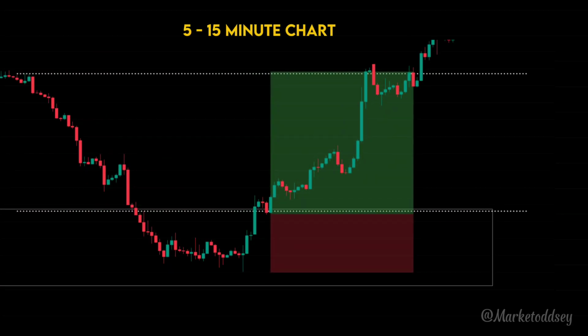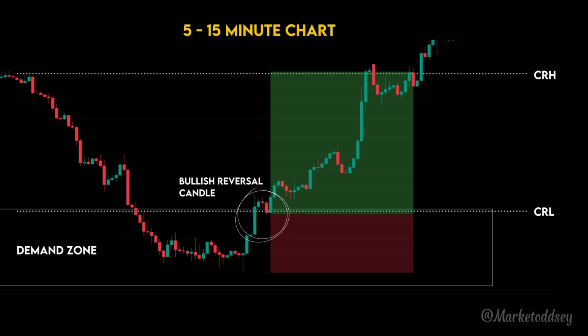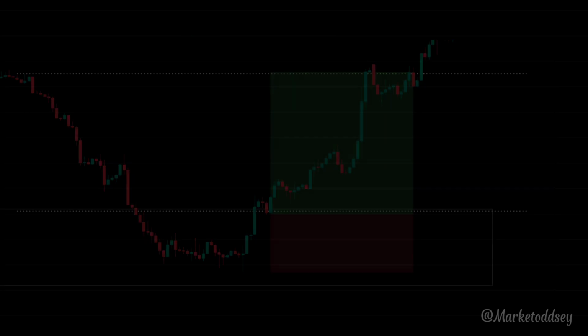Zooming into the 15-minute chart, we see a bullish reversal candle closing inside the original range. This is our signal. We place a buy order at the breakout point, set a stop loss below the wick, and target the top of the range.